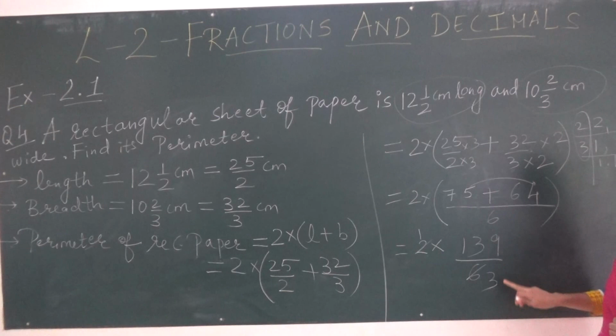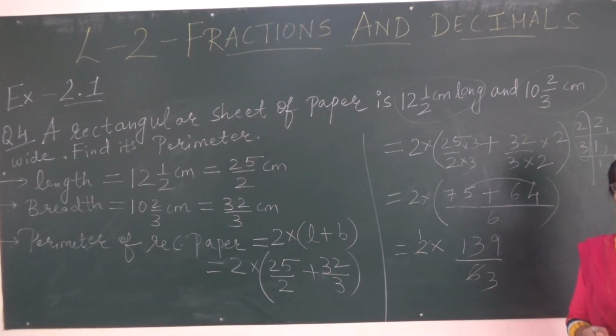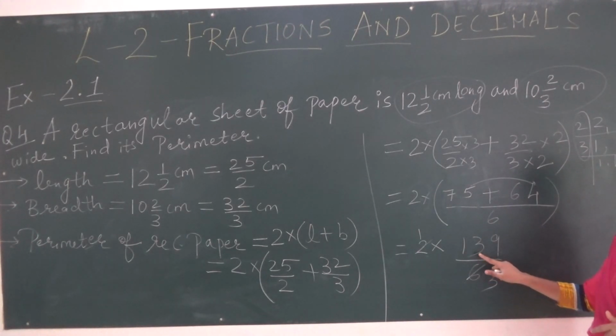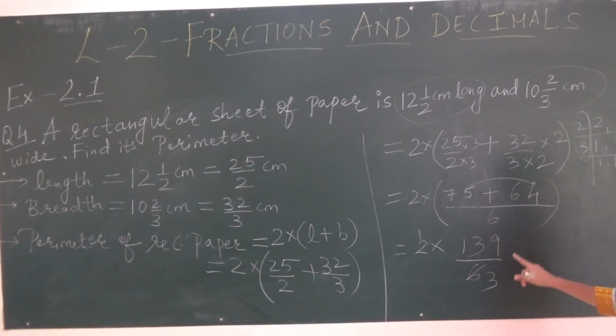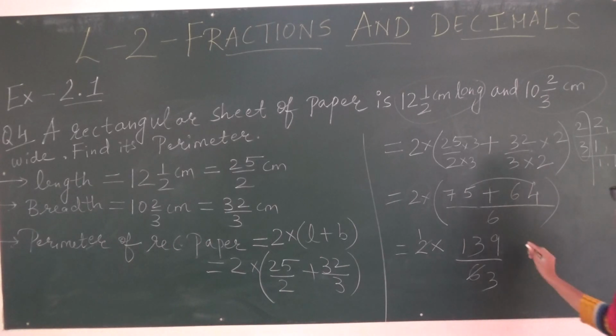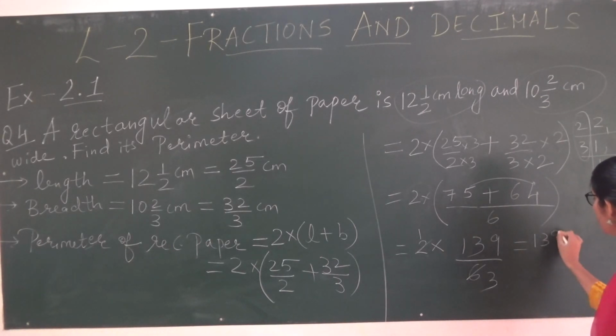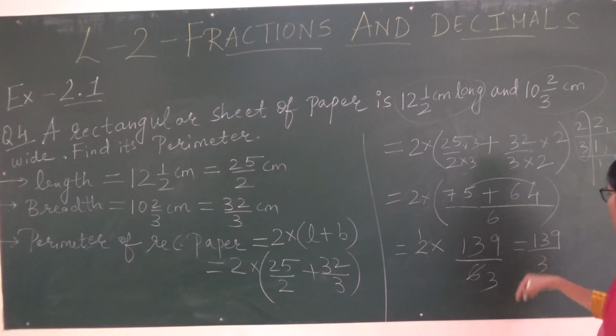Will it come in the table of 3? Here we have 3. So how to check for 3? The divisibility rule you can use for checking. So sum of the digits. So 3 plus 1 is 4, 4 and 9 is 13. 13 is what we are getting as the sum of these digits. Does 13 come in the table of 3? No. So these both cancellations are not possible. So our answer is 139 upon 3.